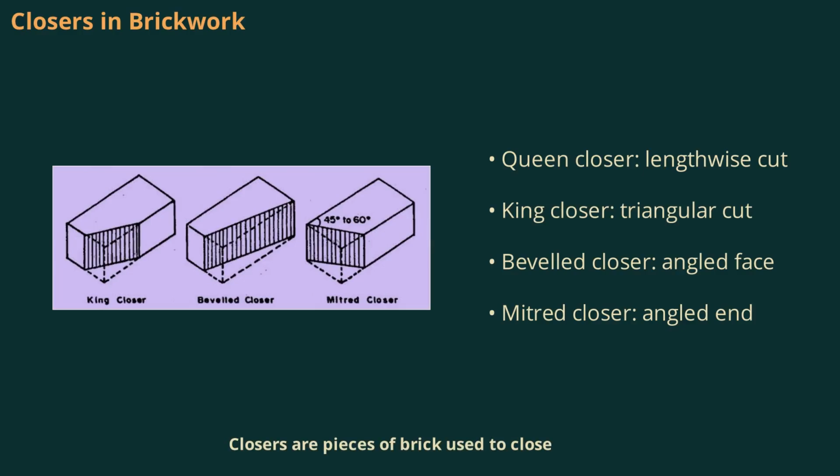Closers are pieces of brick used to close up the bond at the end of brick courses, preventing vertical alignment of joints in successive layers. There are several types: queen closer, king closer, beveled closer, and mitred closer. A queen closer is made by cutting a brick lengthwise, often placed near the coin header for proper lap. King closers are cut to provide both header and stretcher faces, useful near openings. Beveled and mitred closers are shaped for special corners and junctions. These variations help maintain the wall's integrity and appearance.